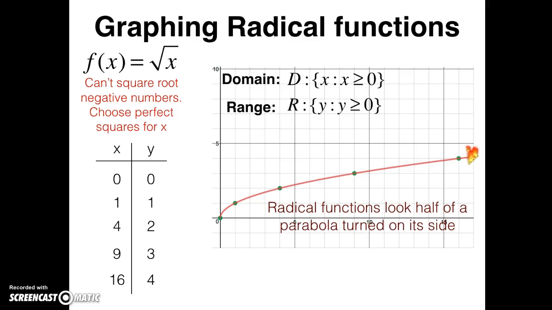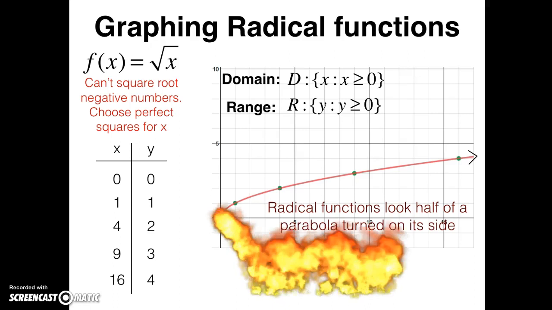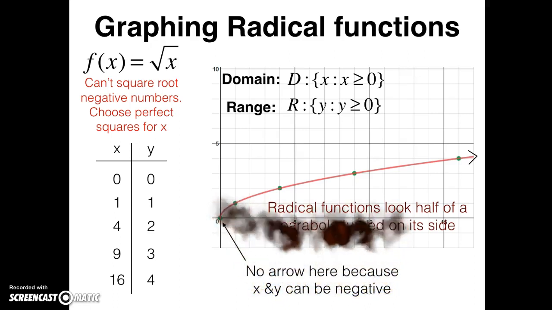Something you need to pay attention to is on the right side of our graph, since x and y are greater than or equal to 0, we need an arrow on the right side of our graph. But the left side of our graph, there's no arrows here because x and y cannot be negative.